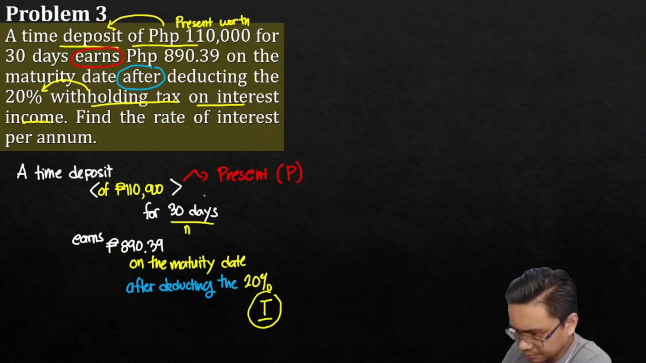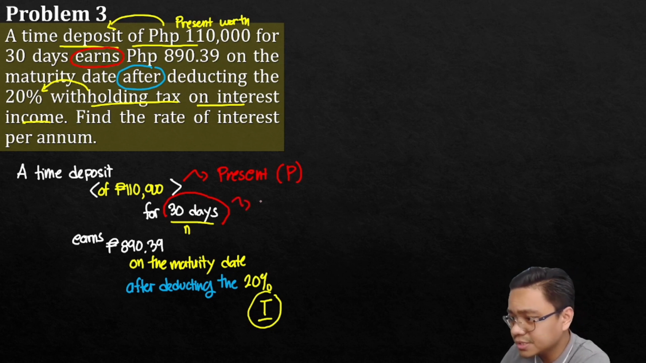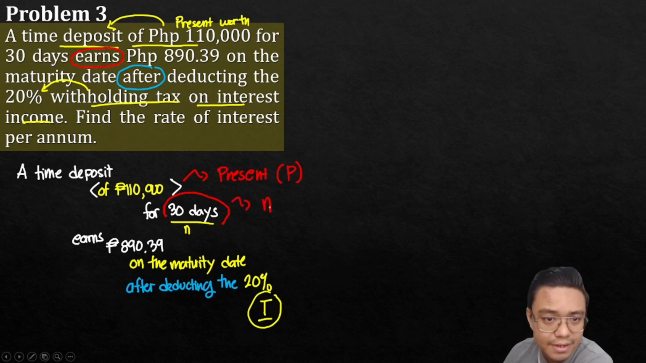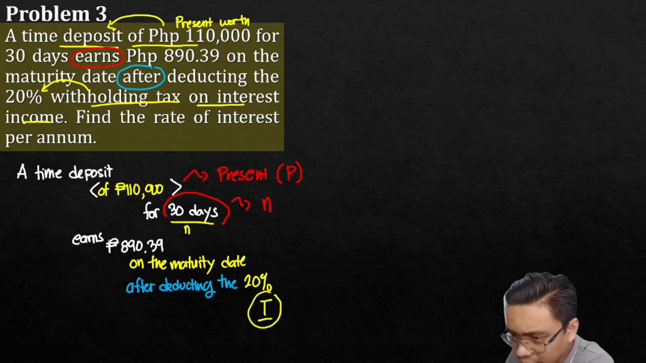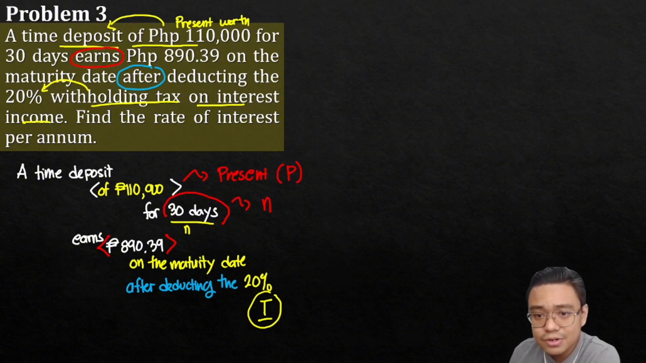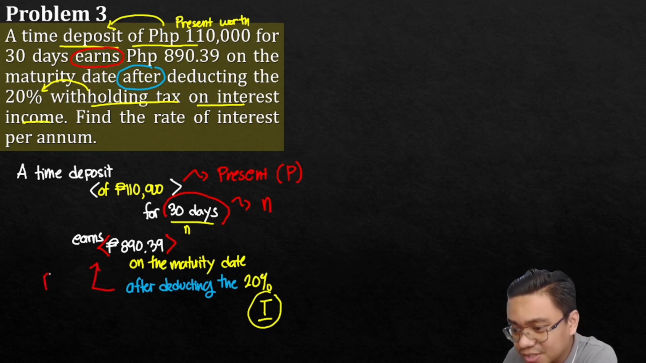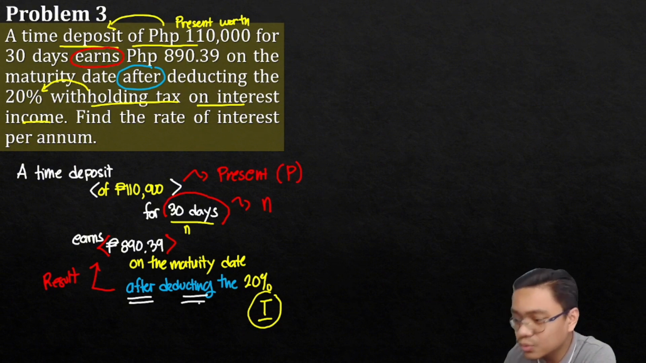And then, yung 30 days natin dito, we agree that this is our N. Now, what about for the 890? Now, most students will consider the 890 there to be their I. But they forgot that the 890 is the result. Okay? This is the result of what? Result, kasi may word dito, after deducting 20%.